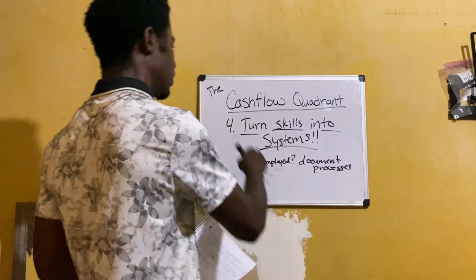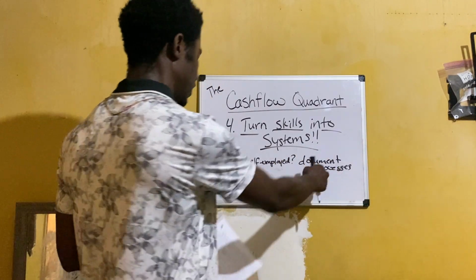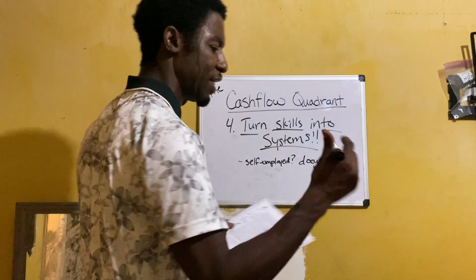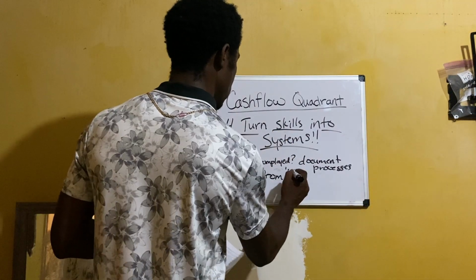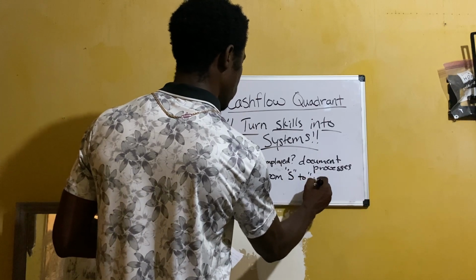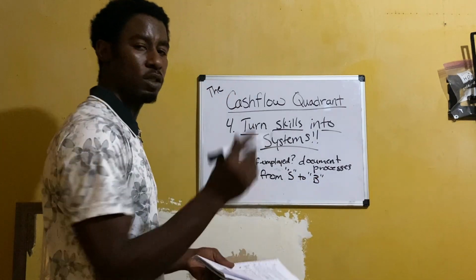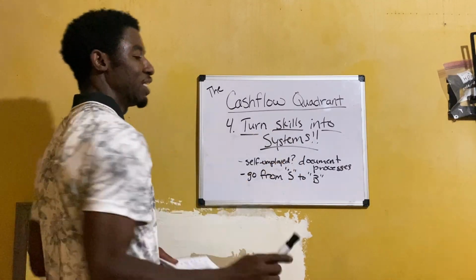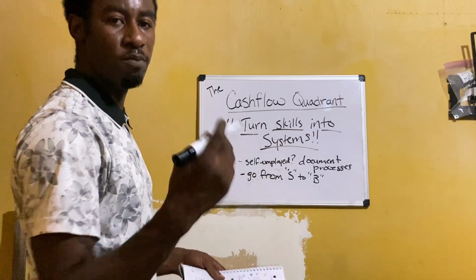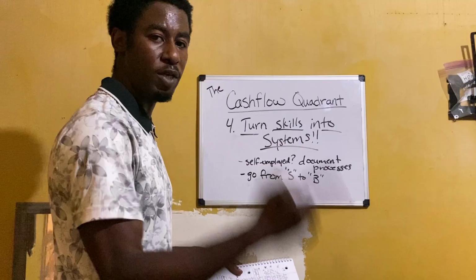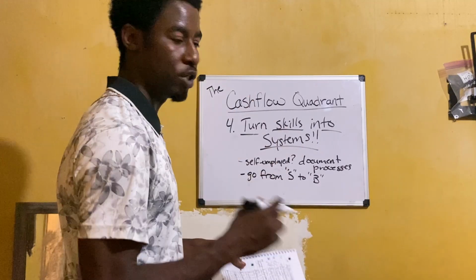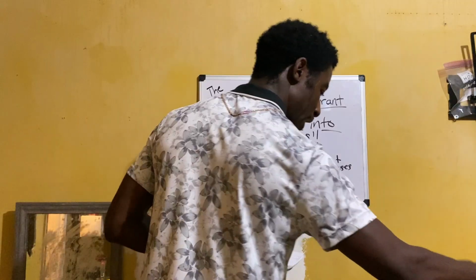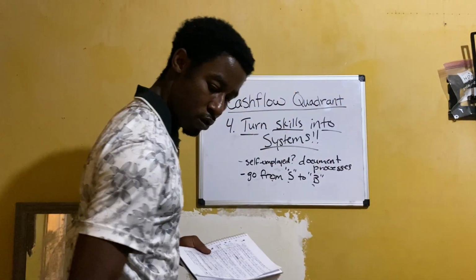So y'all, turn skills into systems. Self-employed, document your processes. That's what's going to take you from an S into a B. Go from self-employed to business owner by turning your skills into systems. Remember, business owners leverage people, systems, and automation, right? So that's a quick way to go from S to B right there. Last one for y'all. Let's go.